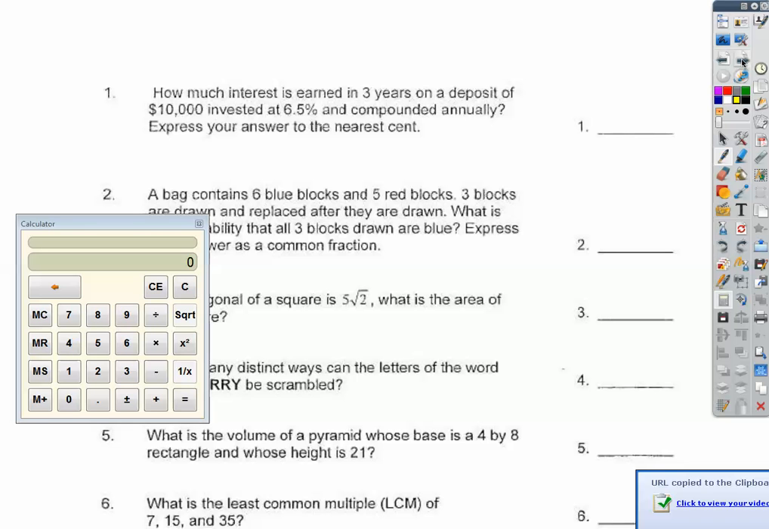Now, the equation is going to be 10,000 times 1.065 to the x power. And so how much interest would be earned in 3 years? So you'd have to type in this equation, and then you're going to get your answer. And then you have to take your answer and subtract 10,000.